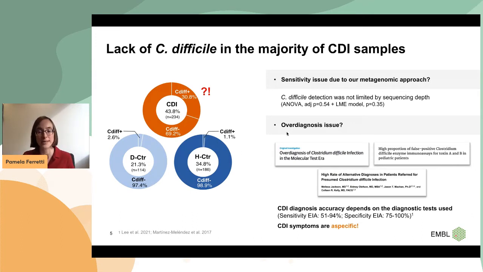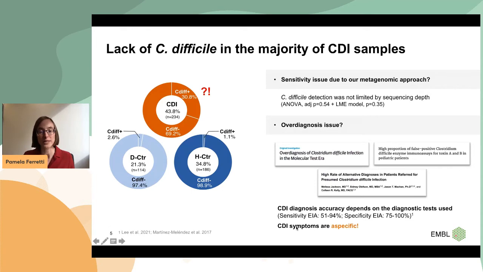And just to give a quick example, the enzyme immunoassay, in this specific case the toxin enzyme immunoassay that looks for the presence of C. difficile toxins, which is one of the most commonly used tests in the clinical context to diagnose CDI, can have a sensitivity that varies from 51 to 94%. Which of course depends on different manufacturers. So there is a huge variability in both sensitivity and specificity.